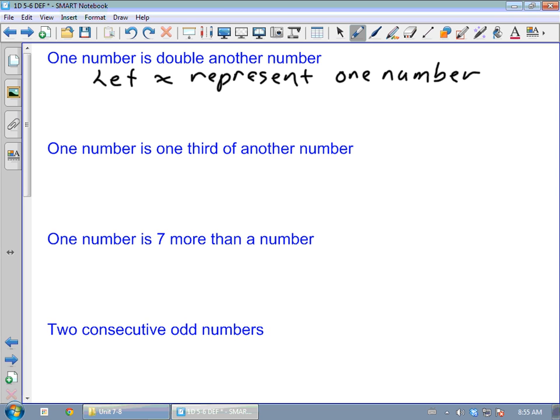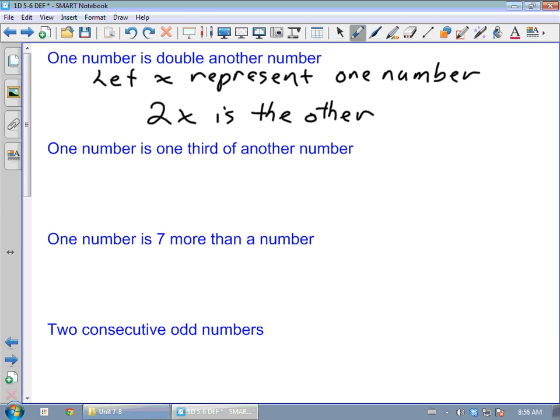Now, what about the other number? Well, how are these two numbers related? We know that the other number is double the one, our first number here. So if we see double, what operation are we doing between our two numbers here? Addition, subtraction, multiplication, division? What do you think, Jackie? Multiplication. Multiplication by 2. So the other number would be 2x, double that first number. So 2x is the other. So now we have expressions, x and 2x, for our two numbers.